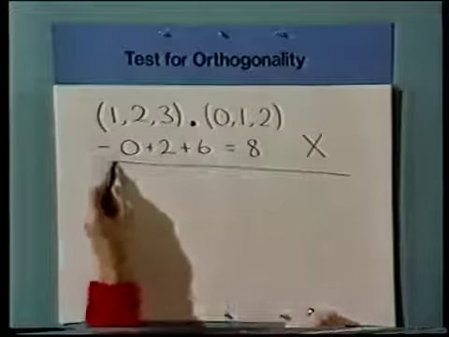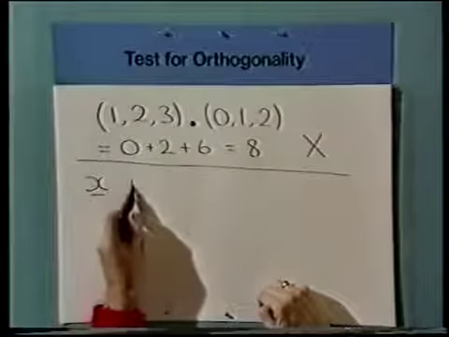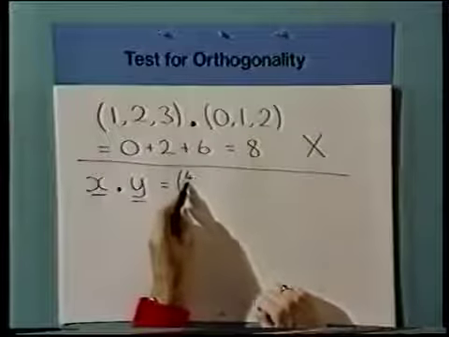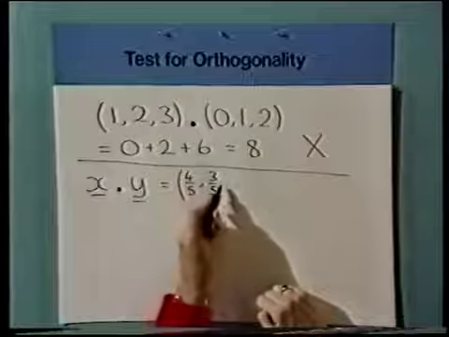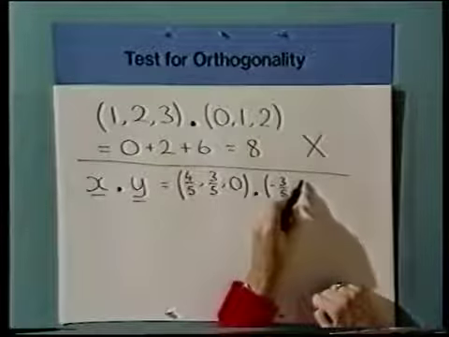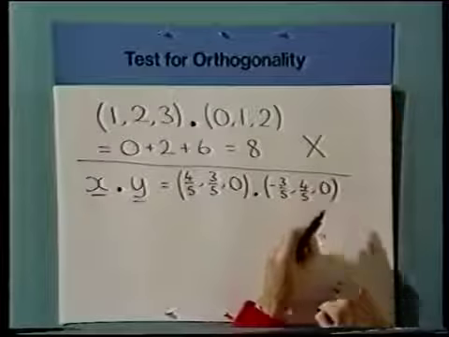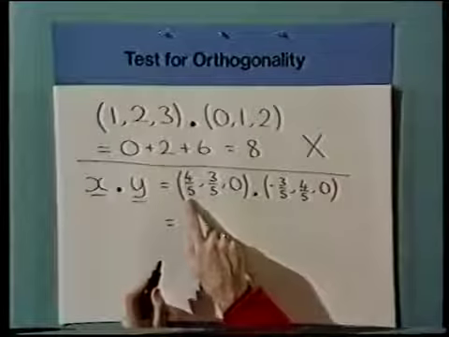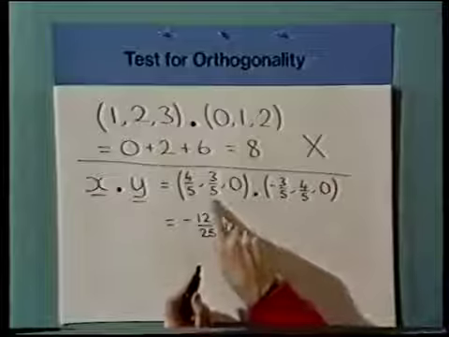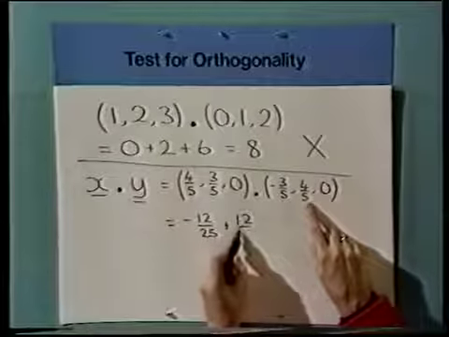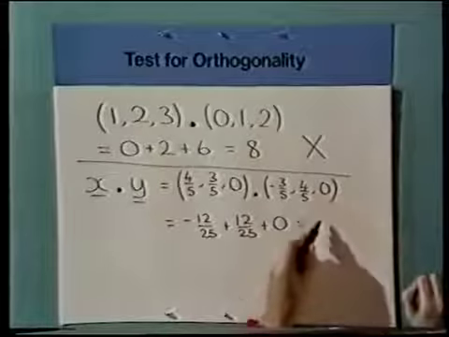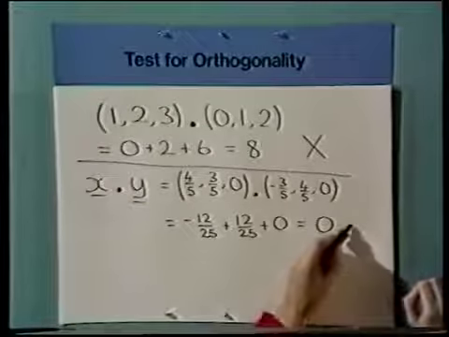Let's now try it with two vectors that we know are orthogonal. Let's take the vectors x and y and form their dot product. Well, x is (4/5, 3/5, 0), and y is (-3/5, 4/5, 0), and we do the calculation just as before. This times this is minus 12 over 25, plus 3/5 times 4/5, that's plus 12 over 25, plus 0 times 0, that's just 0, and adding these up gives us 0. So, in other words, x and y are orthogonal.